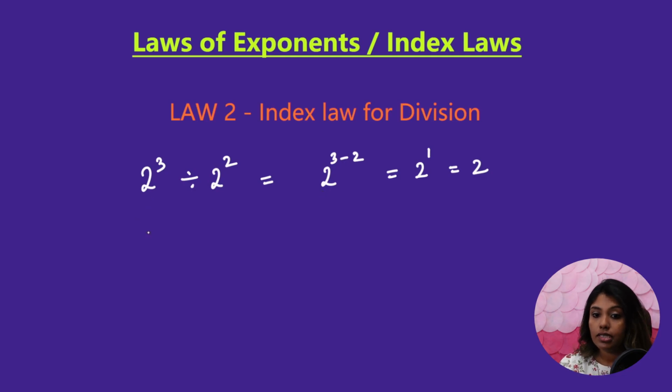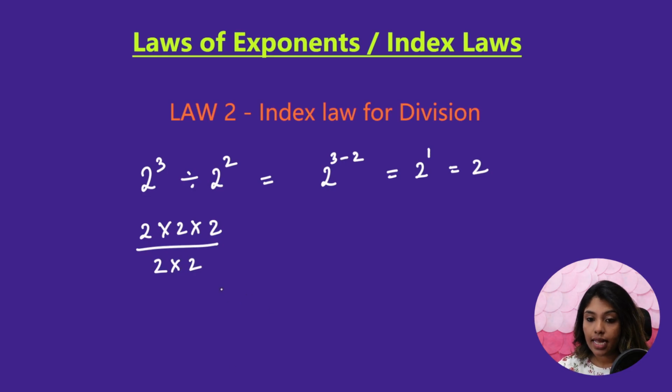Now, if you actually try to expand and see why this rule is true, we can try that too. This can be written as 2 times 2 times 2, and this division is basically over 2 squared, which is 2 times 2. Now, if you try to simplify this, well, we can cancel them out. If you cancel them out, 2 times 1, 2 times 1, you're left with just 2, which is your answer, right? So instead of doing this the long way, you're just using the index law to get the answer directly.